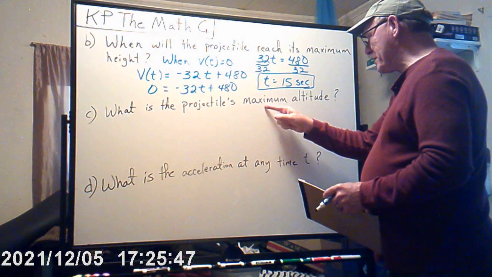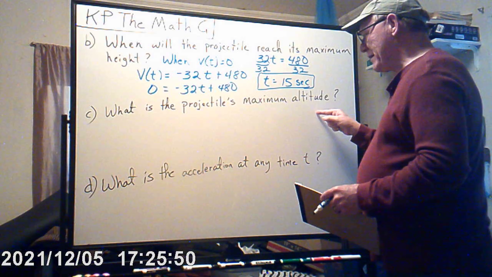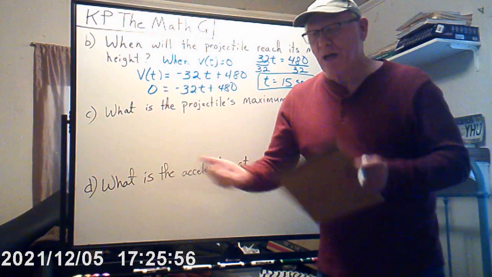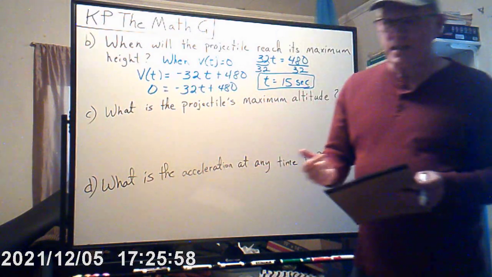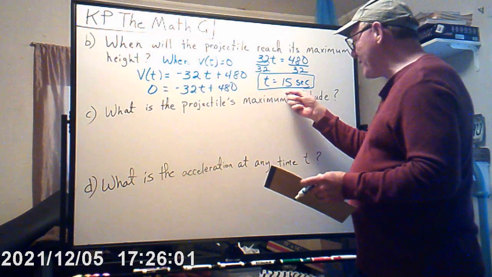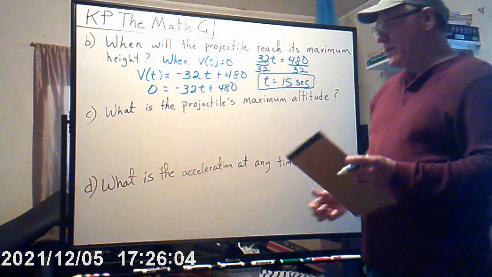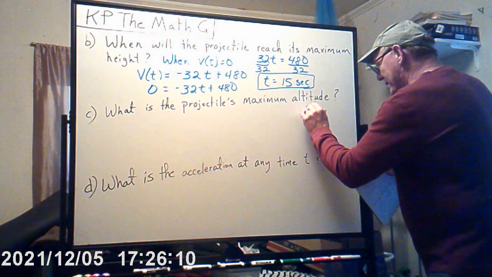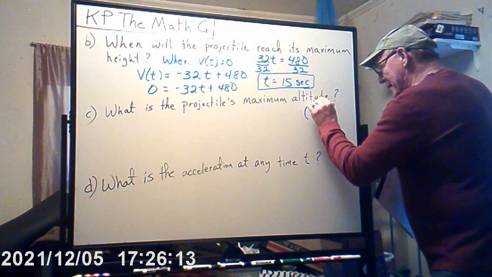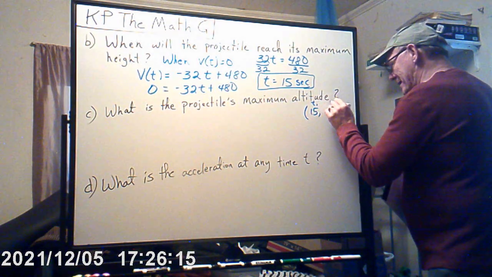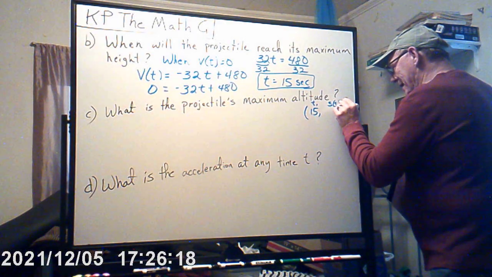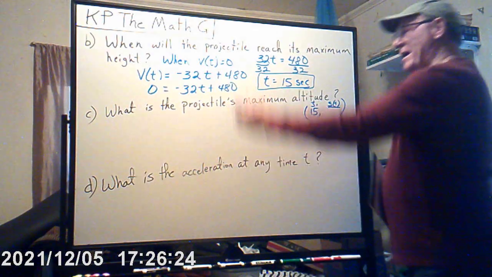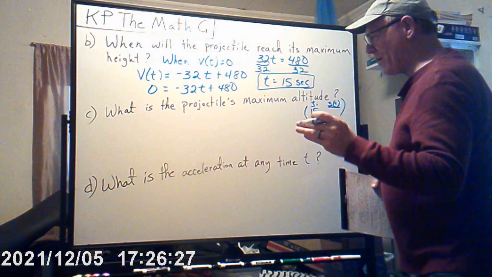What is the projectile's maximum altitude? Altitude is how high up it is. It has nothing to do with the velocity. It's going to take t equals 15 seconds to get to the top, so it's 15 comma something. Let me write it over here. t is 15, and then the distance s at t, we've got to find that out. This is distance. How high will it be? What is its maximum altitude?